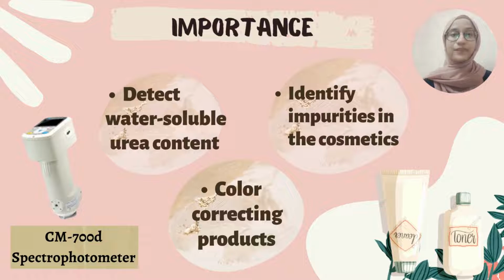Thus, in dermatological therapy products and cosmetics, spectrophotometer can be used to detect water-soluble urea content, which may increase toxicity. In fact, the use of spectrophotometer is a rapid, relatively sensitive, and low-cost method. Next, it also provides quality control in the cosmetics, which is able to identify the impurities in the cosmetics. For instance, selenium, barium, and chromium are toxicological properties present in the cosmetic products.